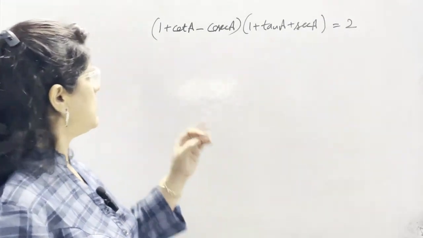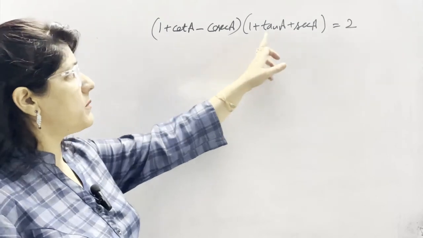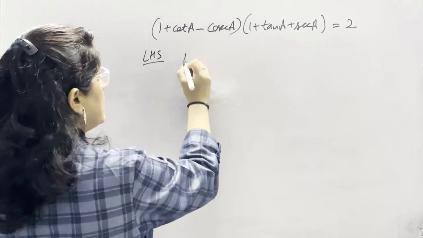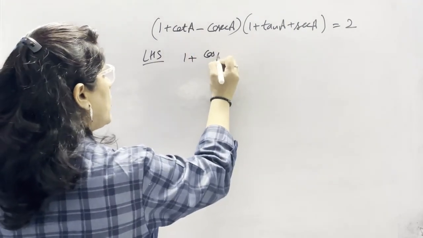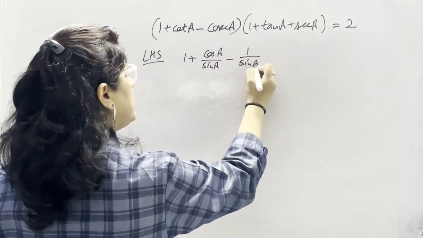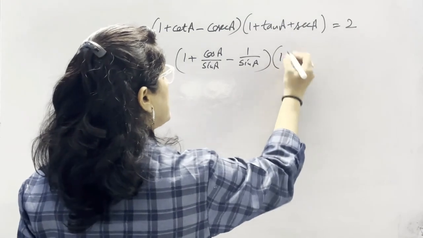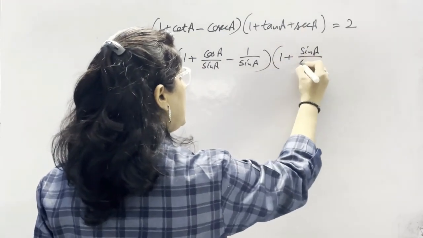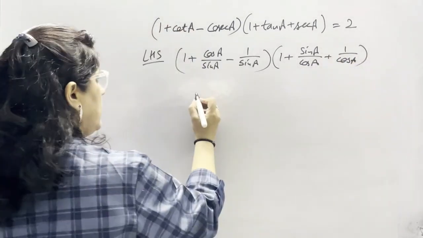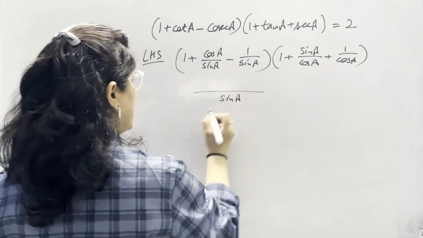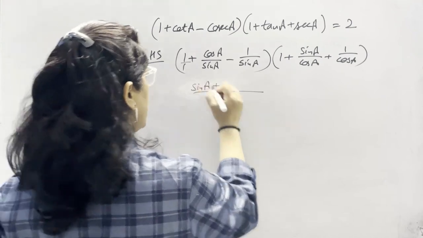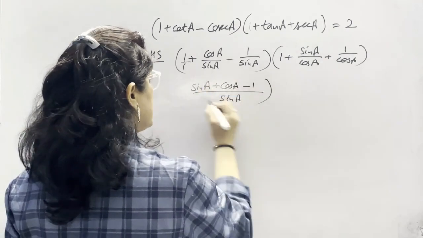Now coming to last question, 1 plus cot A minus cosec A, 1 plus tan A plus sec A, two separate brackets. So we will take left hand side, then 1 plus cot A. Now we know that cot A is equal to cos A upon sin A, and cosec A is 1 upon sin A. And here 1 plus tan A is sin A upon cos A, and then sec is 1 upon cos A. Now taking LCM, this is sin A, so here we need to multiply with it 1 sin A, it means sin A, plus cos A, then minus 1.